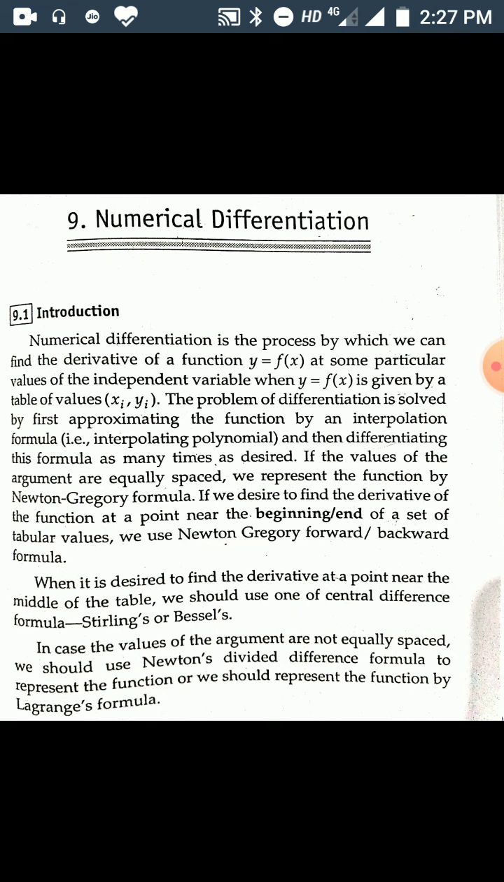If the values of the arguments are equally spaced, we represent the function by Newton-Gregory formula. If we desire to find the derivative of the function at a point near the beginning or end of a set of tabular values, we use Newton-Gregory forward or backward formula as required. When it is desired to find the derivative at a point near the middle of the table, we should use one of the central difference formulas, the Stirling or Bessel's formula.